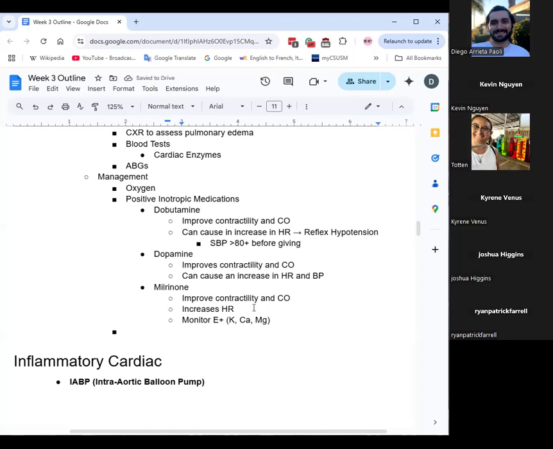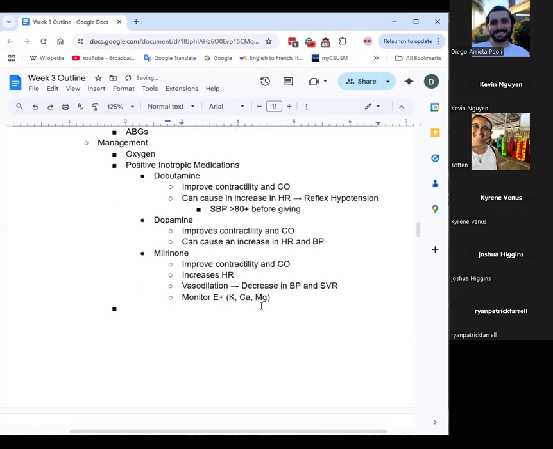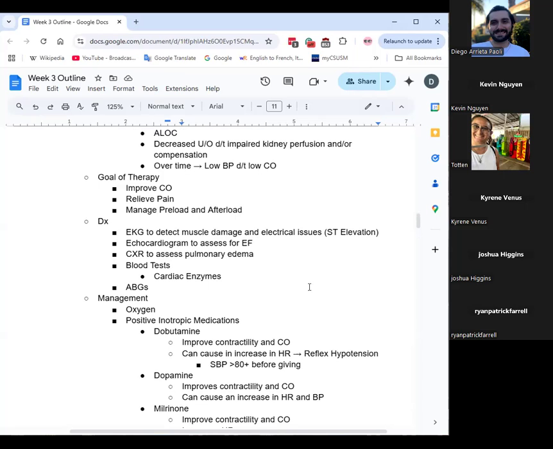All right. Anything else? Can it also decrease the blood pressure? Yeah, it can cause a decrease. It can also cause vasodilation. So it can cause a decrease in BP and systemic vascular resistance, which in this scenario can potentially be a good thing.